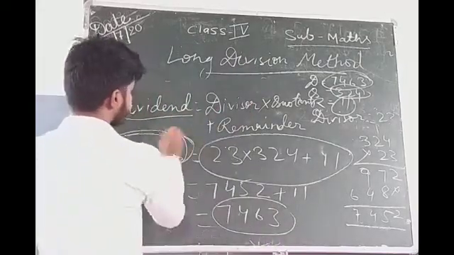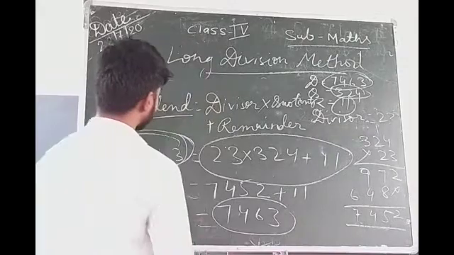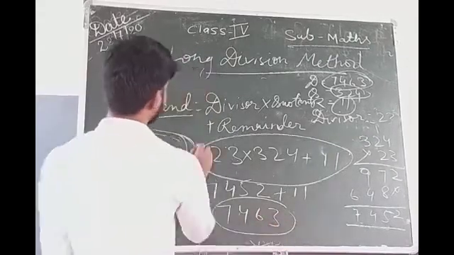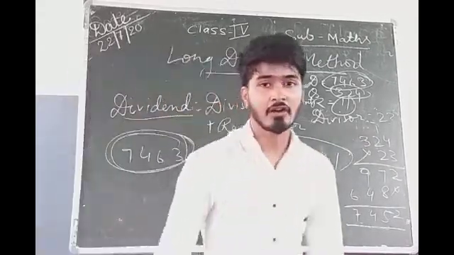Now these both are equal. So our answer is verified. If both are not equal, then our answer is not verified. In this way we will solve by the long division method.